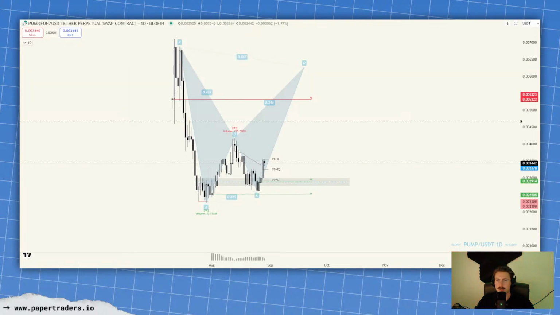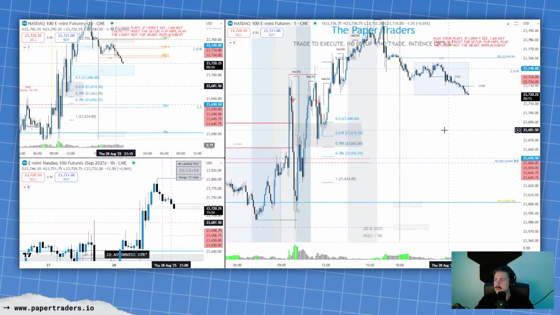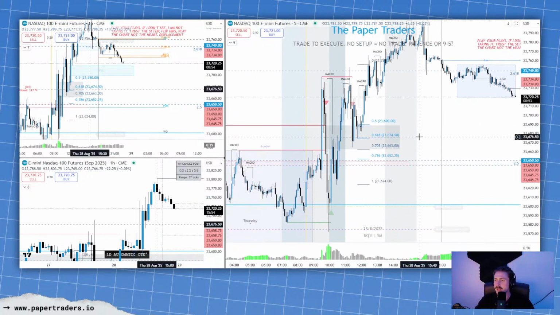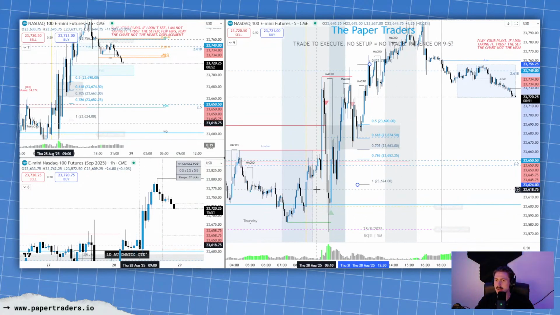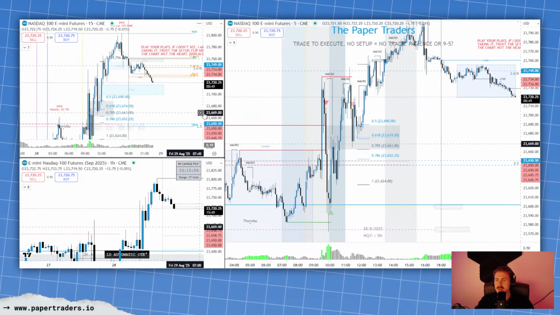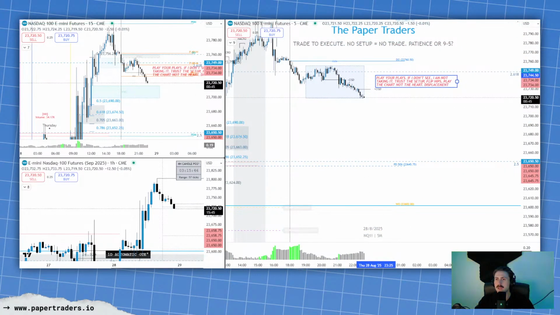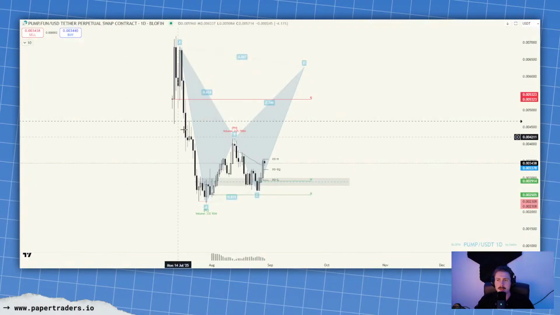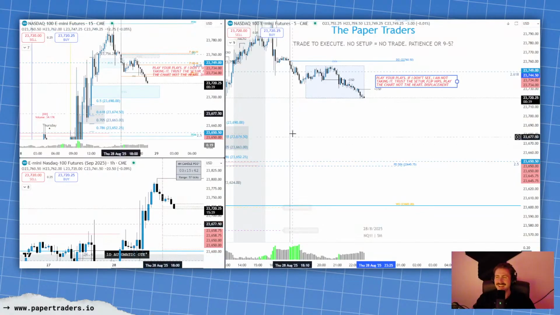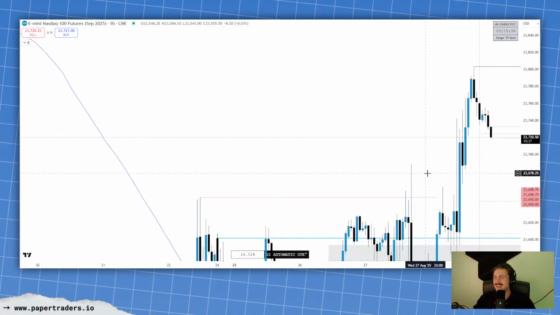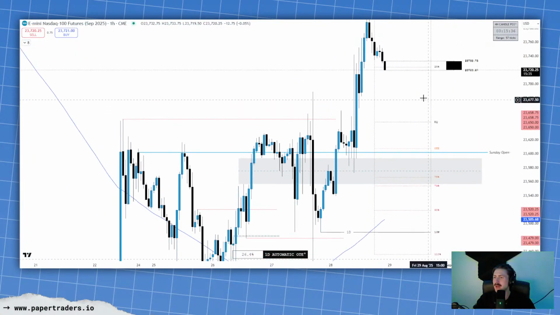If you are new to these streams, what we do here is take a look at the NQ price action, do a little trade review of the day, outline the things we saw, give you some insight and drop some knowledge on how we trade and what we look for. Then we take a look at some cryptos. So don't mind this, I'll explain it in a second. But let's take a look at crypto and what we had on it today.